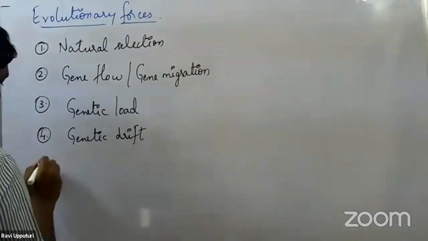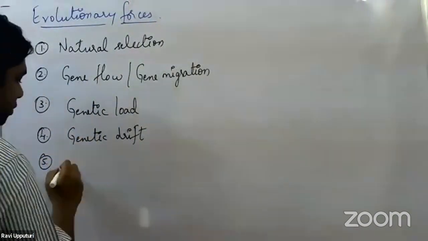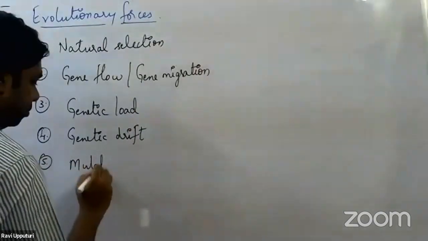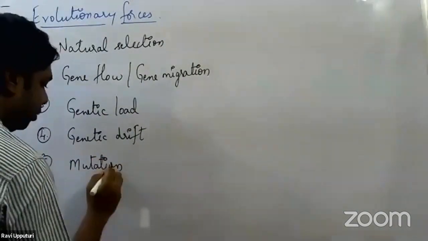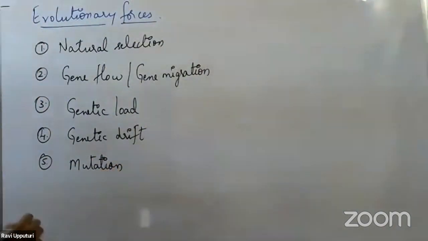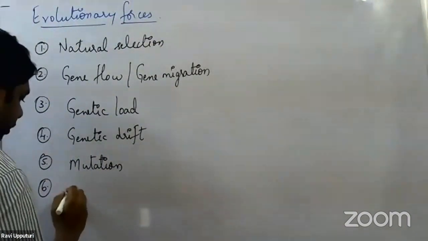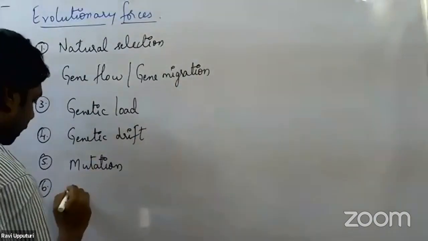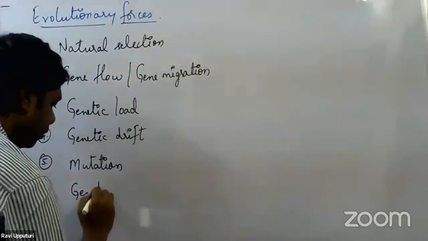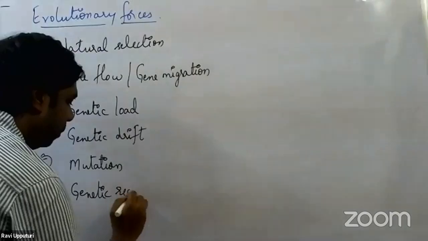And number 5 is what we have already studied. It is called mutation. We have studied a lot about mutation, and mutation is also considered an evolutionary force. The last evolutionary force we have also already studied, which is called genetic recombination.